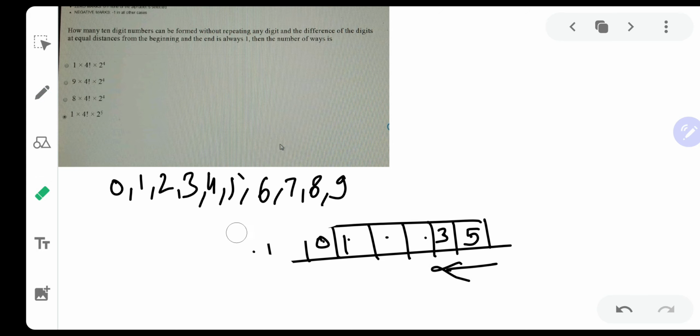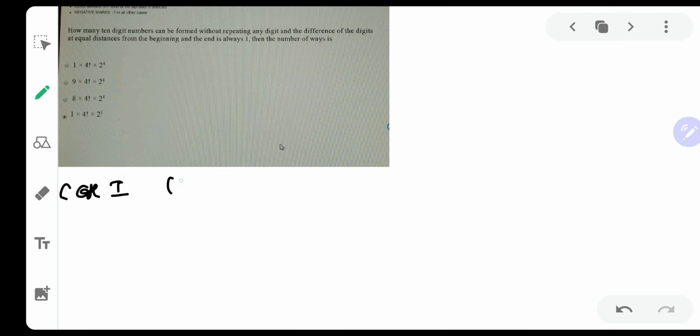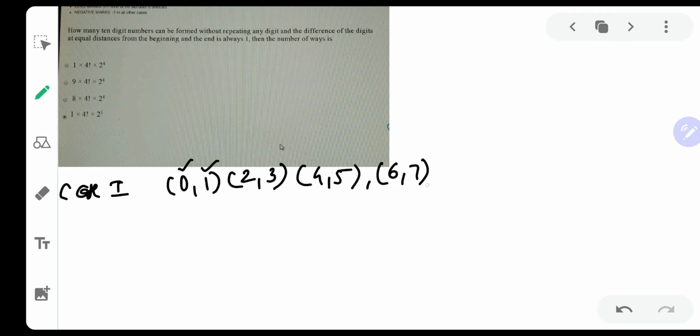Okay, now we need to calculate the number of possibilities for this. So there could be two possibilities. I will calculate case 1 first. Now let us say in case 1 we start with 0 1. 0 is either at the start or end, and 1 is also accordingly either at the start or end. But 0 cannot be at the start, but that we will see. Then 2 can be taken with 3, so 2 at the start and 3 at the end, or 3 at the start and 2 at the end. That's the way of doing it. Then 4 and 5, then 6 and 7, then 8 and 9. Such 5 possibilities are there.